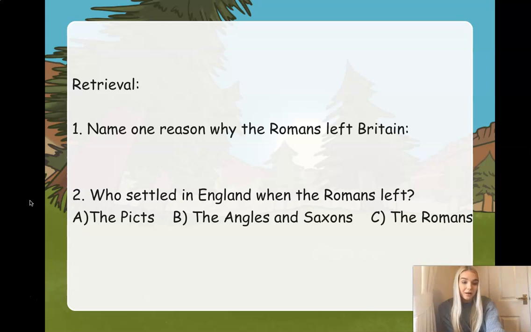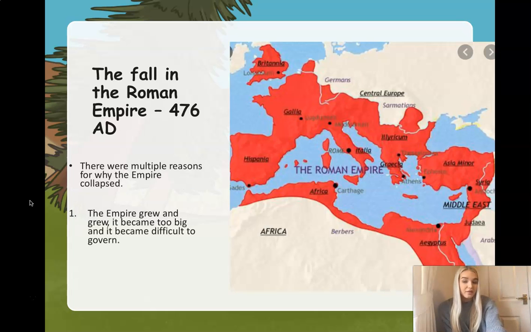We know, don't we, from last term that there was four main reasons why the Romans left Britain. So let's see if you've got any of these down. One reason that the Romans left Britain is because their empire grew too big and it actually became quite difficult for them to govern, which means control.